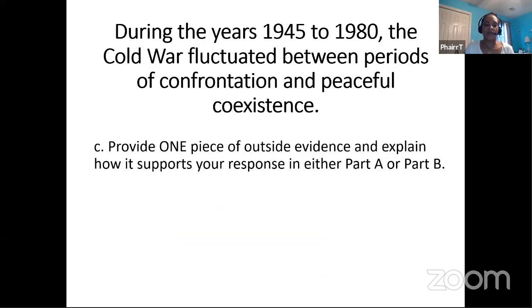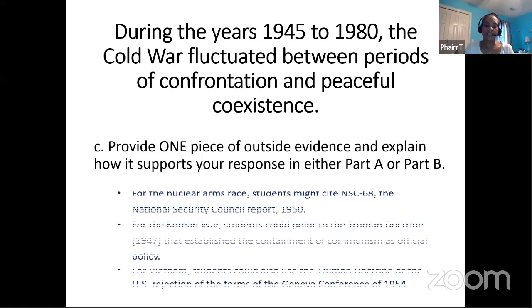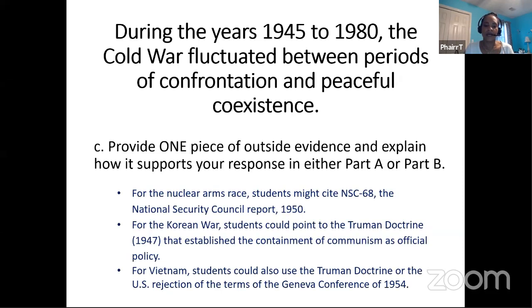And then finally, part C: one piece of outside evidence, and explain how it supports your response in either A or B. Make sure when you're doing an SAQ that you read it out fully. Don't make the mistake of feeling like you have to answer both part A and part B. Remember, it says either part A or part B. So you only need to come up with one piece of evidence. And here are some things that you can talk about.